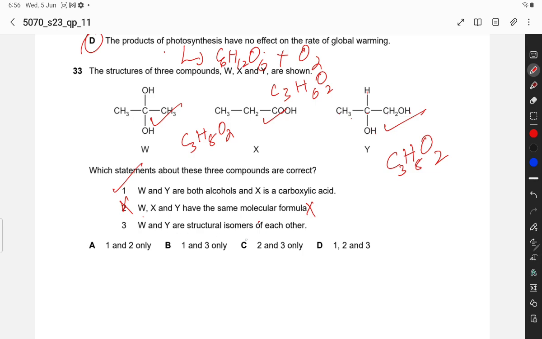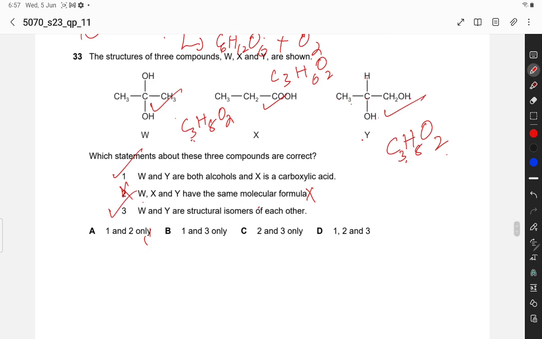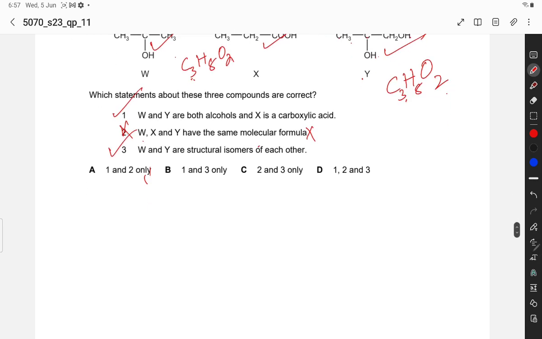W and Y are structural isomers of each other. This is W and this is Y. Yes, this is C3H8O2 and this is also C3H8O2. Both have the same molecular formula but different structural formulas. So the third option is also correct. So if 1 and 3 are correct, option B is correct.